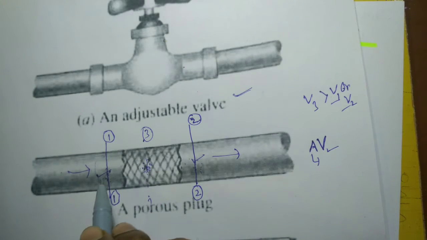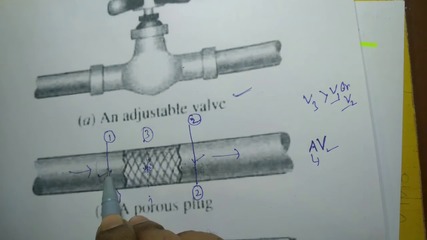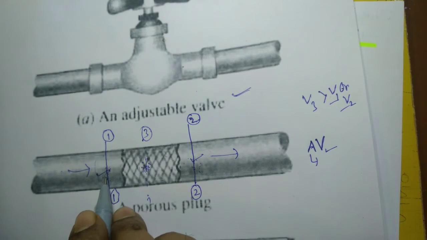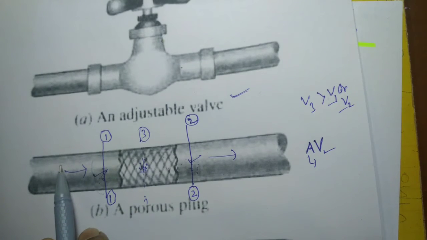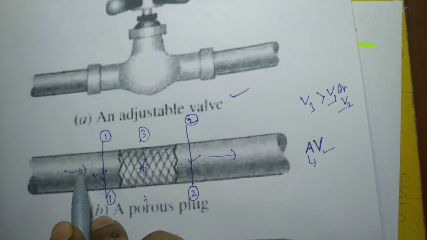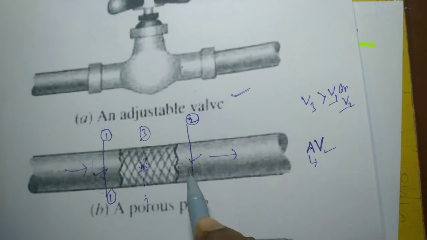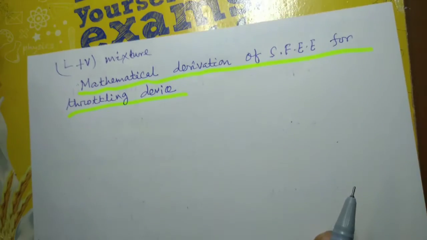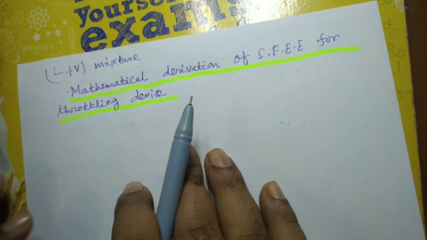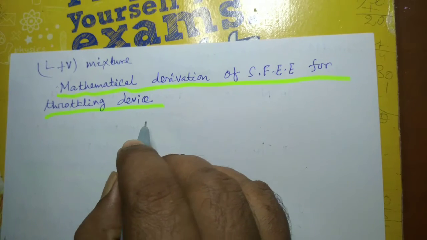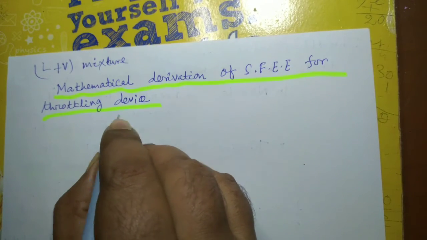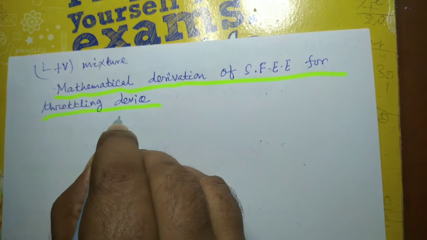So we can assume that there is no change in kinetic energy, and the potential energy change can also be neglected. If there is any change in potential energy, it can be neglected because it will be quite small, since the device is horizontal. So what will be the equation? You see, the general steady flow energy equation can be expressed in two forms. One is the rate form and the other is the per unit mass form. Suppose we go for the rate form.